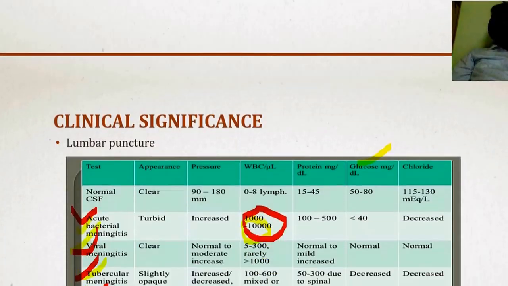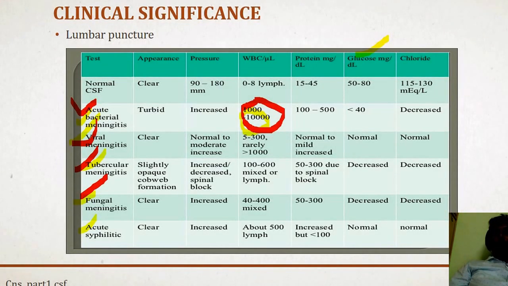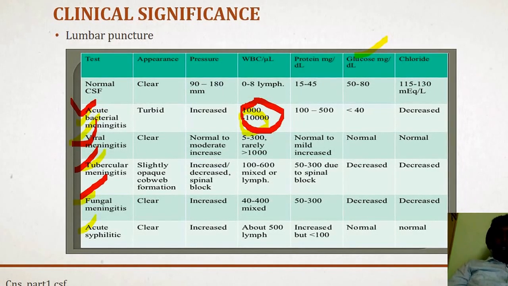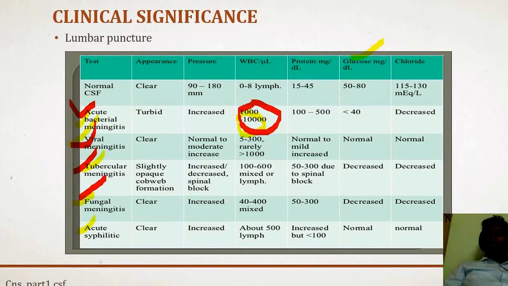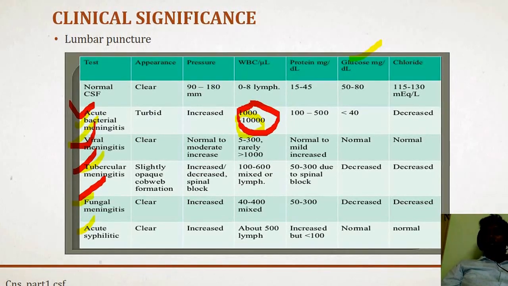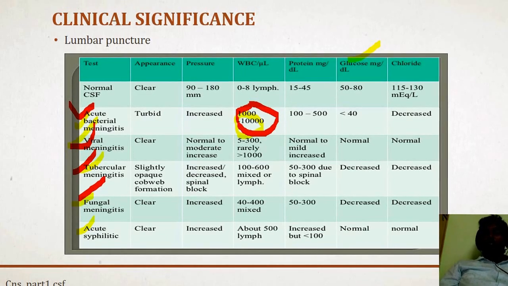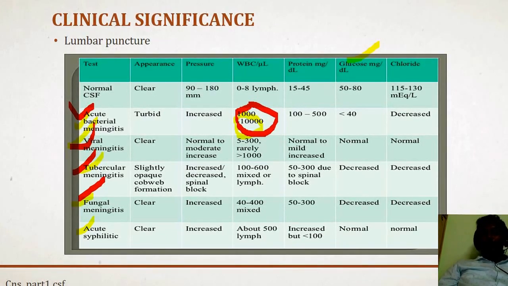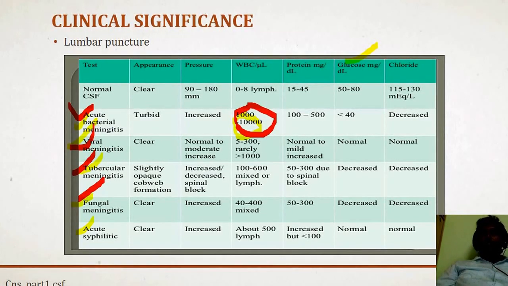Coming on to the clinic, most of us confirm the diagnosis of meningitis by doing a lumbar puncture. We differentiate between bacterial meningitis, viral meningitis, tubercular meningitis, fungal meningitis, etc., by the appearance, pressure, white blood cells, proteins, glucose, and chlorides. Analyzing these parameters, we differentiate between these types of meningitis. Coming on to the appearance, it would be turbid in bacterial meningitis, and in other meningitis it would be mainly clear.